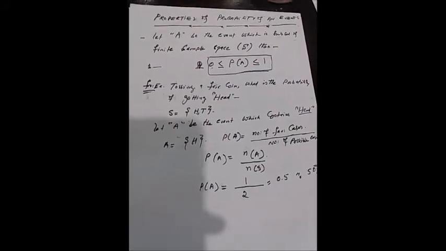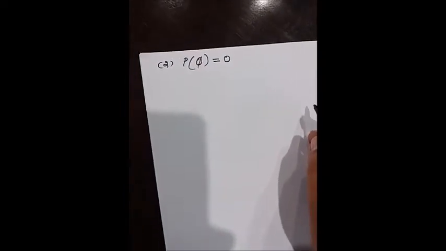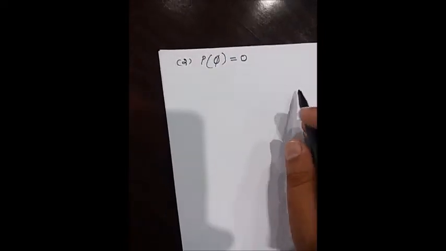Now the second property of the probability of an event is that the probability of the null set is equal to 0. This is the second property.